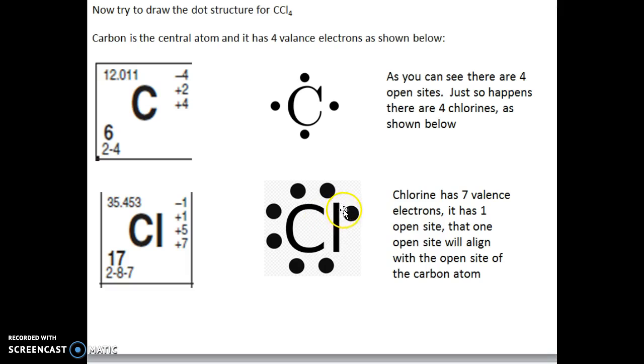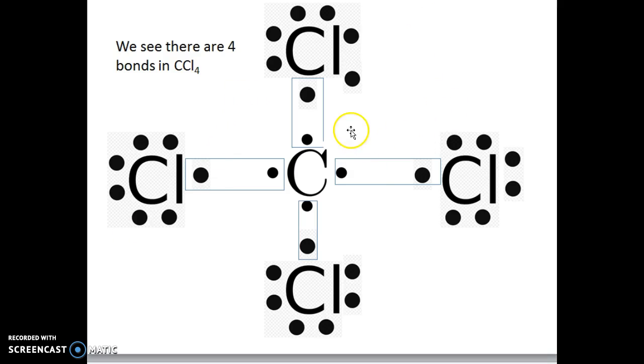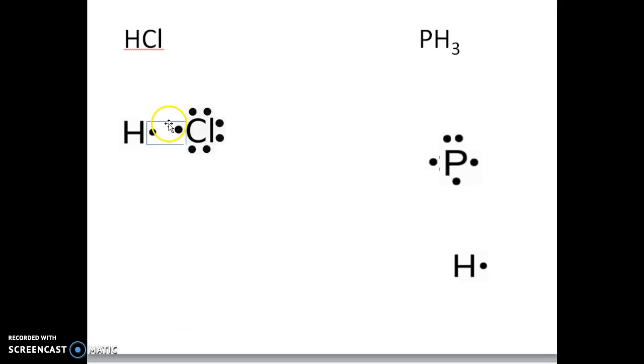Chlorine has 7 valence electrons, as we see here and here. So we take the open site of the chlorine and attach it to the open site of the carbon, and we do that 4 times, as you can see over here. And there is a bond here, a bond here, a bond here, and a bond here. CCl4 would look like that. Now HCl, again, hydrogen with 1 valence electron, chlorine with its 7, they get together and they make that bond.